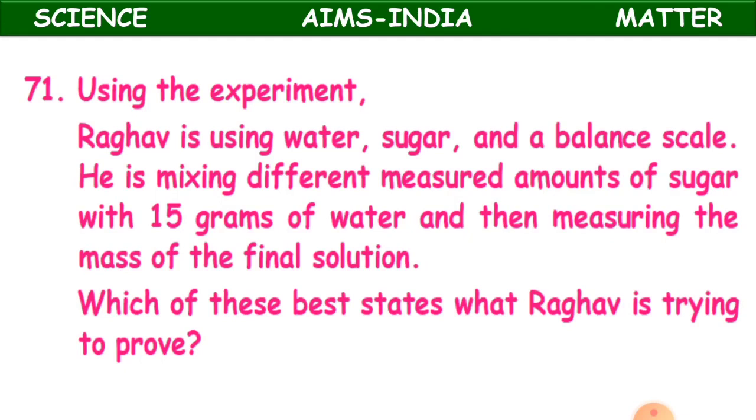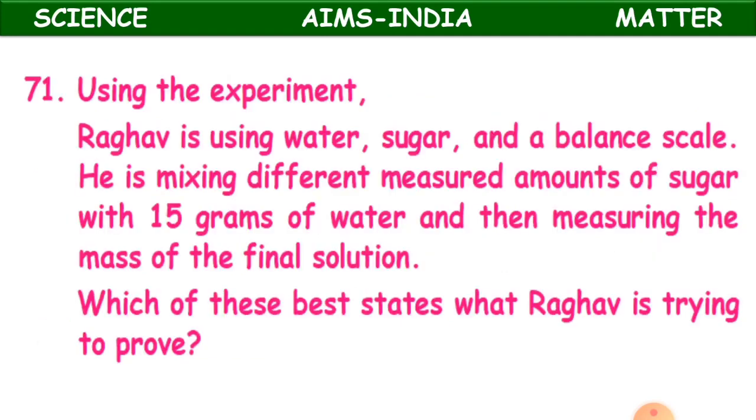71st question. In the experiment, Raghav is using water, sugar and a balance scale. He is mixing different measured amounts of sugar with 15 grams of water and then measuring the mass of the final solution. Which of these best states what Raghav is trying to prove? So what Raghav is trying to do, children, is use water, sugar and also a balance scale, mixing different measured amounts of sugar with 15 grams of water and then measuring the mass of the final solution. So what result does Raghav get, and what is he trying to tell us?